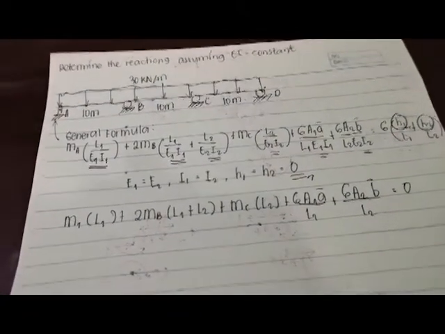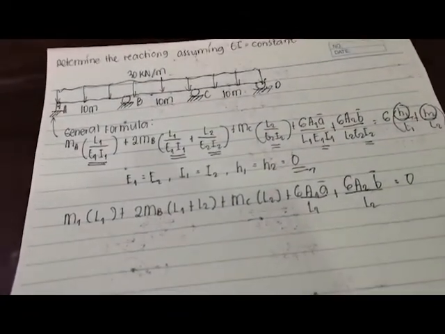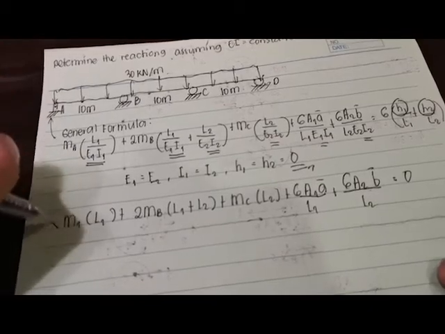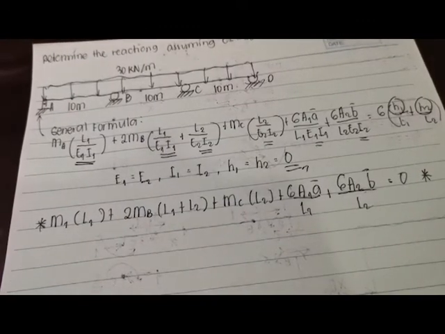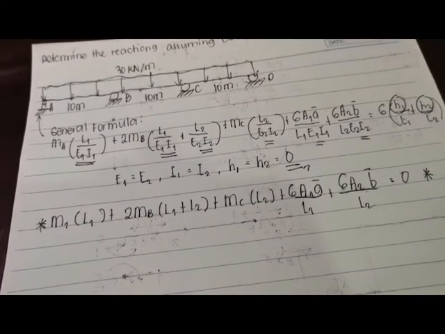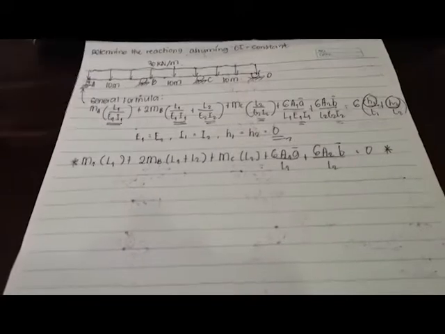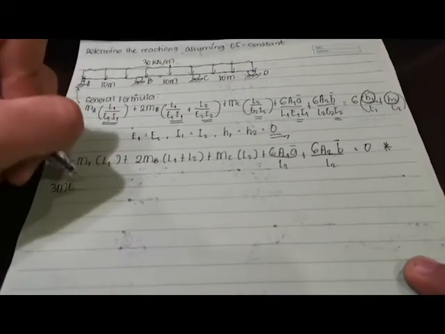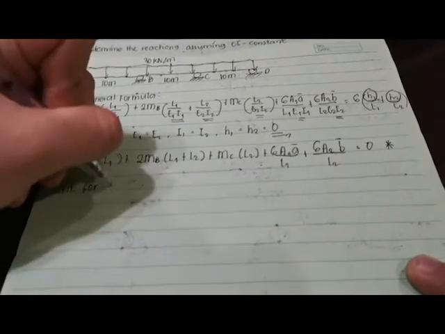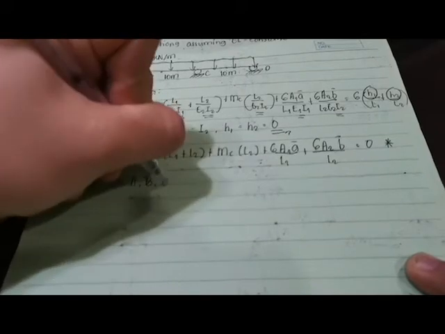That is our new three moment equation based on our given condition. Let's now form our working equations based on this formula that we derived. Three moment equations for points A, B, and C.